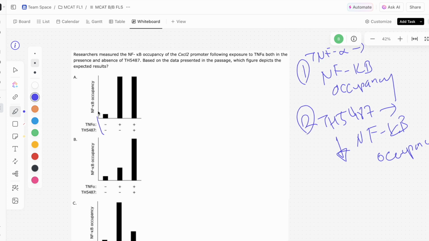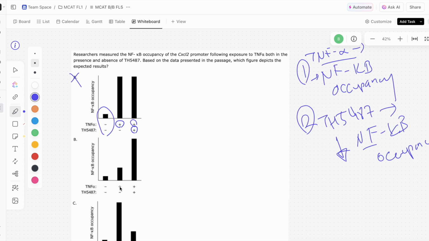So A, this is the control, not wild type, excuse me. This is the control that we want to compare to. First point, when we add TNF alpha, we want to see an increase in NF-kappa B occupancy. Is that what we get? Yes. But why is this one wrong? Because when we add TH5487 on top of the TNF alpha, what we should see is a decrease in NF kappa B occupancy, but instead we don't see any change. The A has to be incorrect.